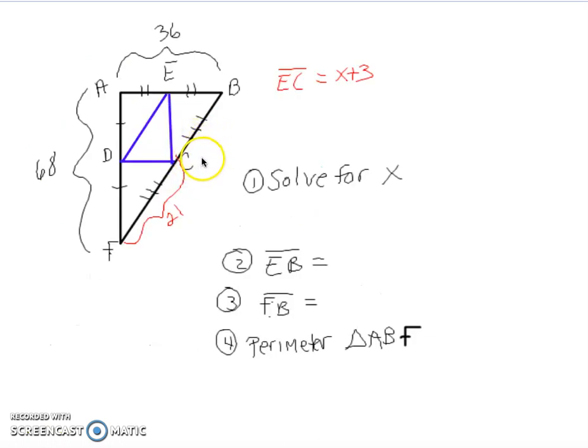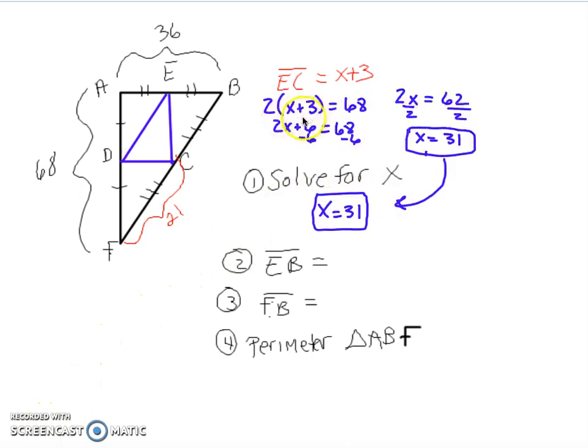Just another example of triangles inside of triangles. It says EC, from here to here, and that's a midsegment. So you need to look at its third side. Third side is over here, and that is equal to 68. So to solve for x, I can double my midsegment and set it equal to the third side. So go ahead and do that here and see what you get for x.